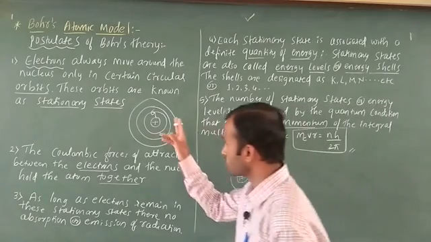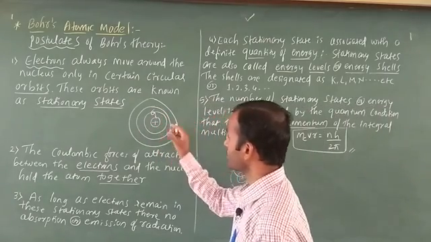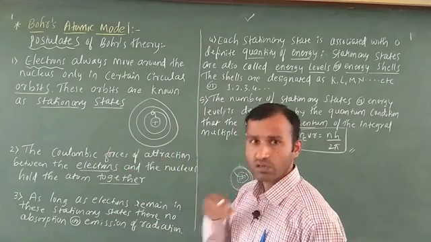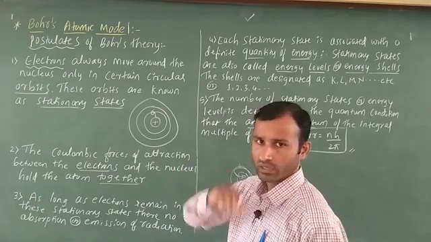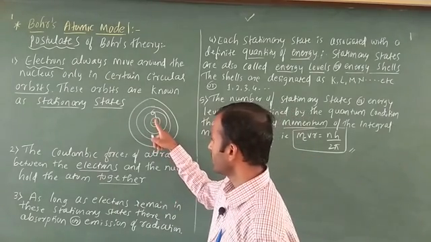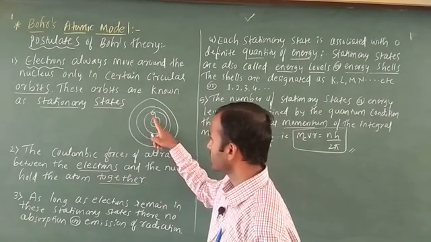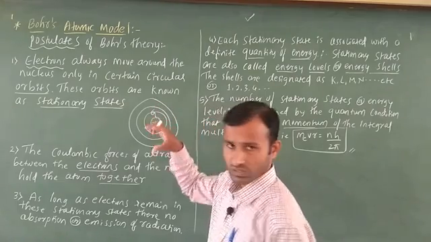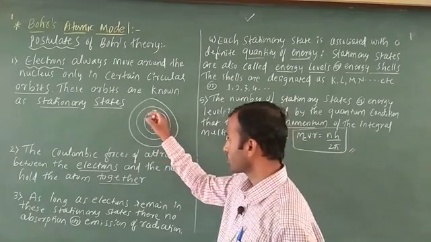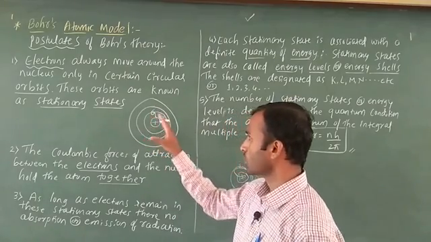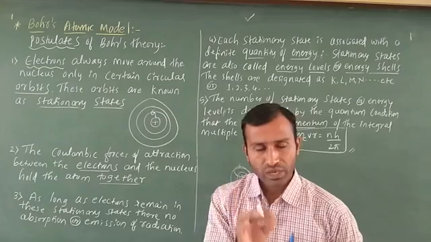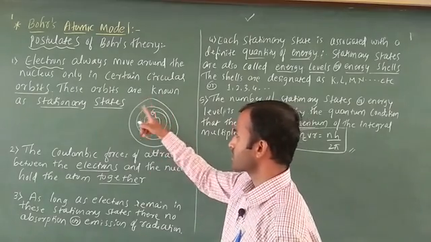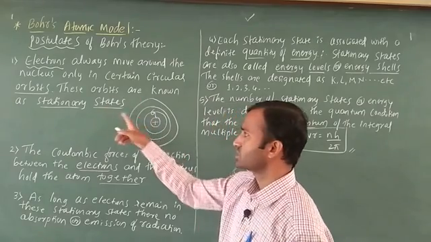The electron revolves around the nucleus in a circular orbit. Stationary means constant revolving. That is most important. Here the nucleus is there, the electron is there. The distance between these two is fixed. The electron revolving around the nucleus in circular orbits is called stationary states. Bear in mind, important: these circular orbits are known as stationary states.